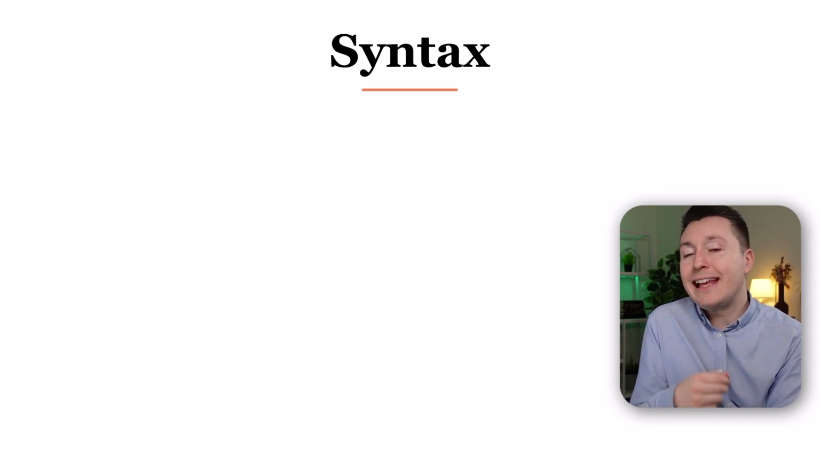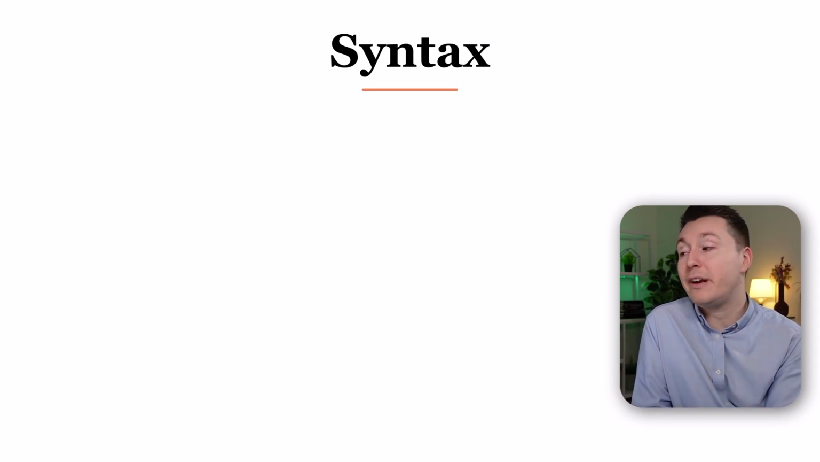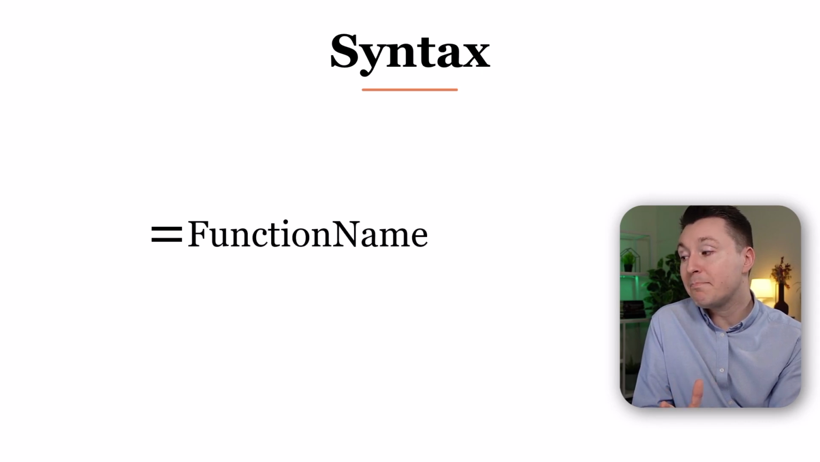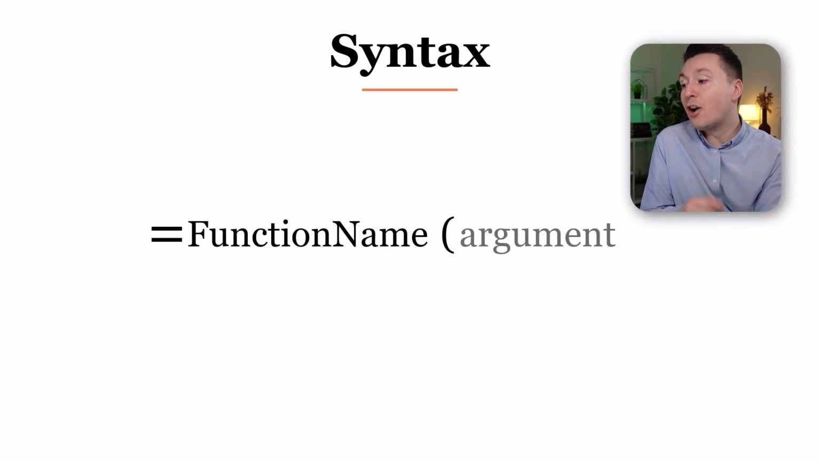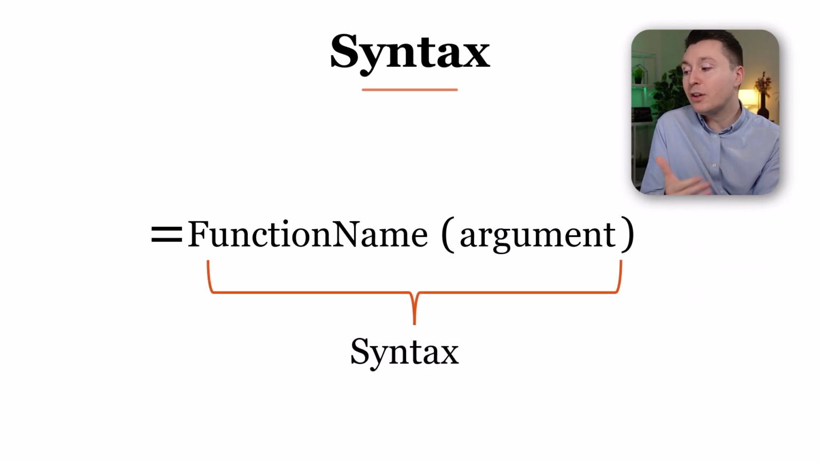Now a function has a syntax, and that's the structure of the function. Now most of them are pretty easy. So an equal sign, that's not a part of the syntax, that's just to get it started with a formula, and then a function name, an open parenthesis, an argument, and a close parenthesis. Now, this is called the syntax. The name, the parenthesis, and the stuff that goes into the actual function, and that's the argument.